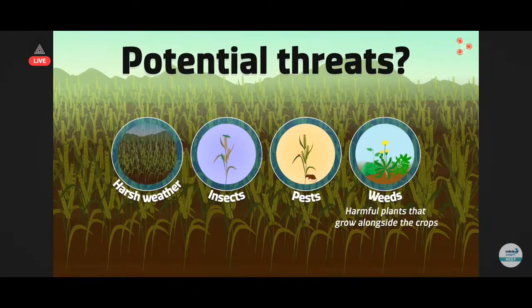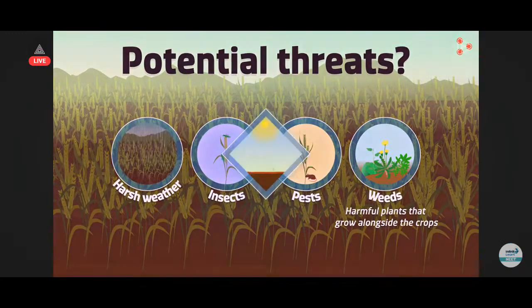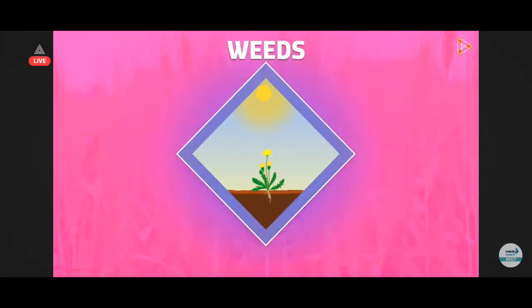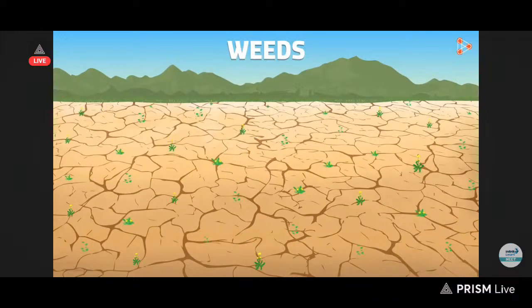Why are weeds considered to be a threat? It's because these plants too have roots which take up the nutrients from the soil and they compete for sunlight and water. This could seriously damage the crops, leaving them with little or no nutrients at all. So, how do farmers get rid of these plants?